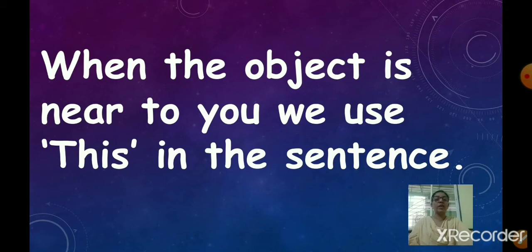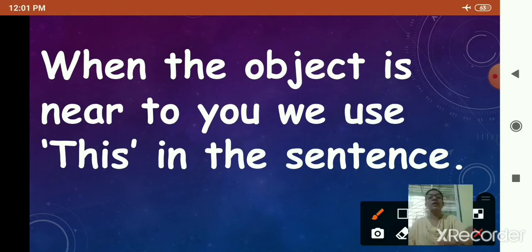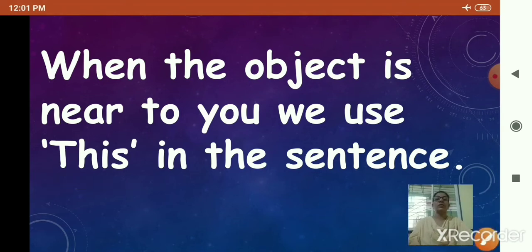When do we use this in the sentence? When the object is near to you, we use this, T-H-I-S, in the sentence. We are going to see examples of when to use this.